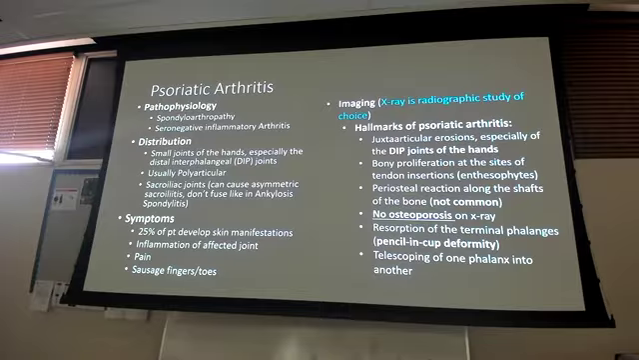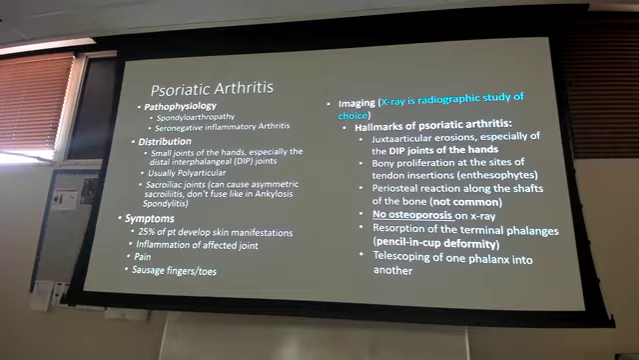So do not hang your head on the fact that if the patient does not present with skin issues, then it could not be psoriatic arthritis. That means 3 out of 4 don't have skin issues, okay? But you are gonna have inflammation of the affected joint. You're gonna have pain and sausage fingers and toes. Look and see what that looks like.